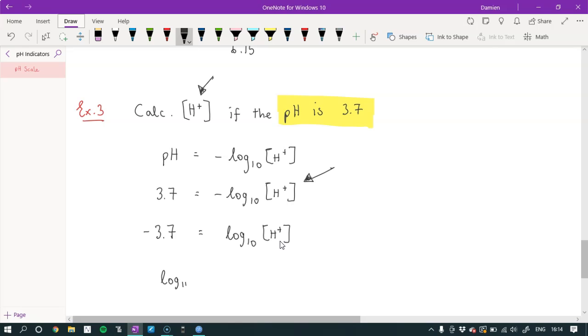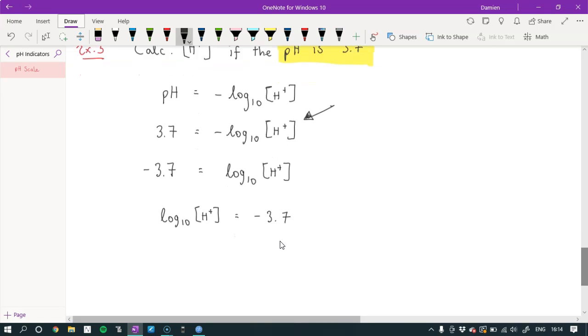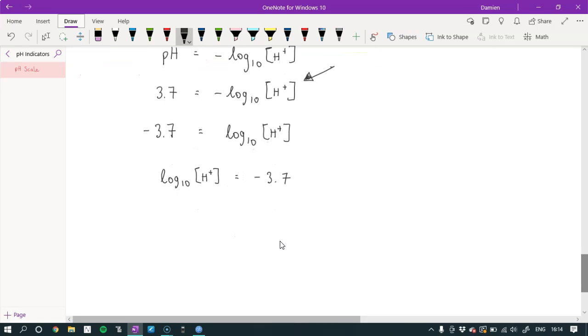And I always write it as log to the base 10 of the hydrogen ion concentration is equal to minus 3.7. I haven't done any maths to that. I've just turned it around. Now, when I'm doing logs, once I have them in this format, this is the way I do it. I do it via a loop method.